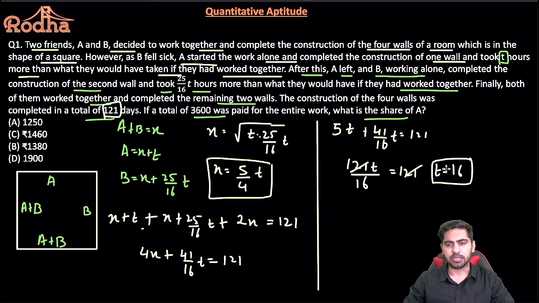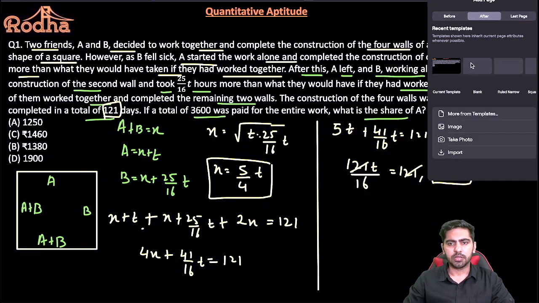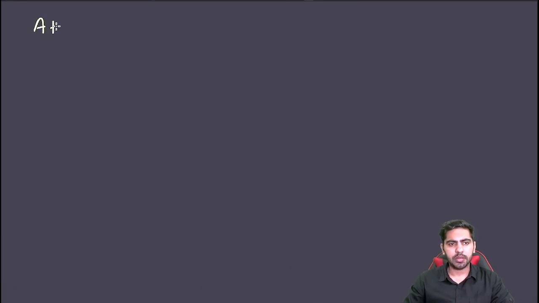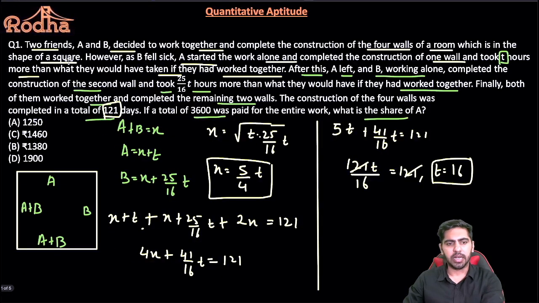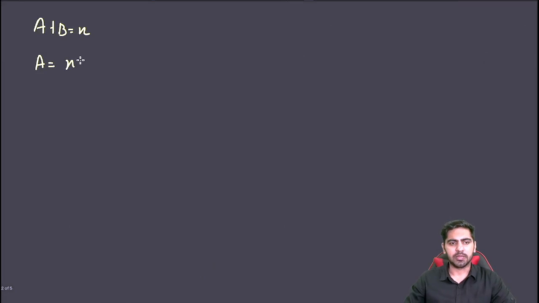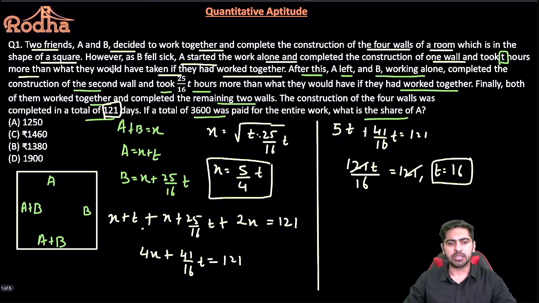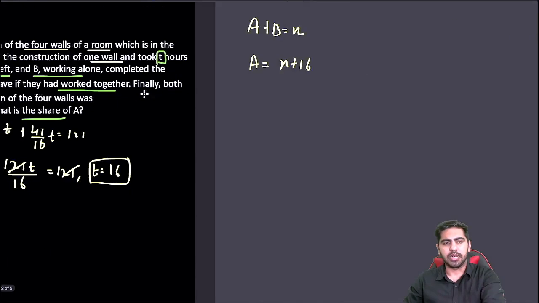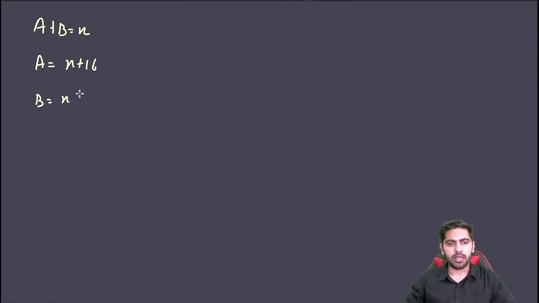So once I've got the value of t as 16, right? Now I'll just take a fresh page here. So A plus B is taking x days, right? Now A is taking how many days? A is taking x plus t, which is x plus 16 days, because the value of t is 16 here. And B is going to take x plus 25 by 16t days, and t is 16, so the 16 is cancelled here. So the value of A is x plus 16 and the value of B is x plus 25, right?